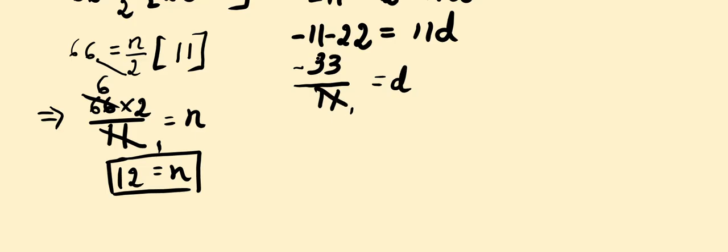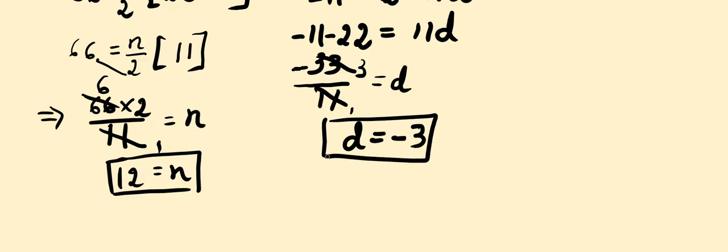11 threes are 33. Don't forget to put the minus symbol here. Minus is present. So minus 3. So d we got, that is minus 3.